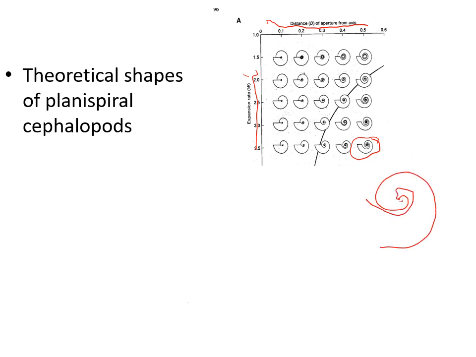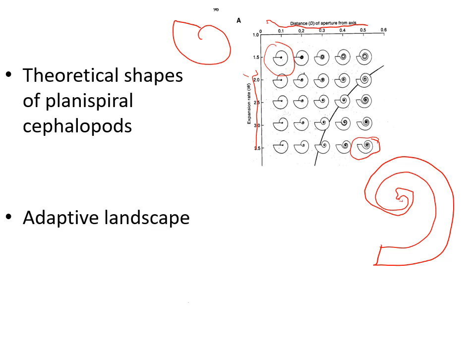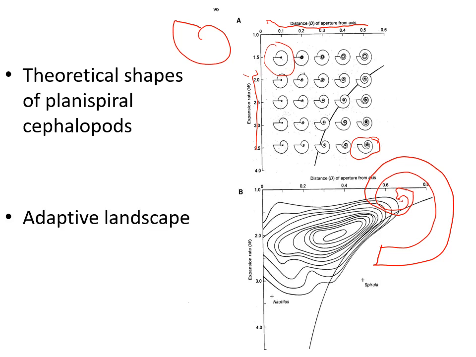Trying to draw on here is very difficult. Okay, and up here we have a very tight convolute single whorl. Okay. The adaptive landscape for this looks like that. Most of our shells are falling all around here. That's most of our coiled ammonite and cephalopod shells.